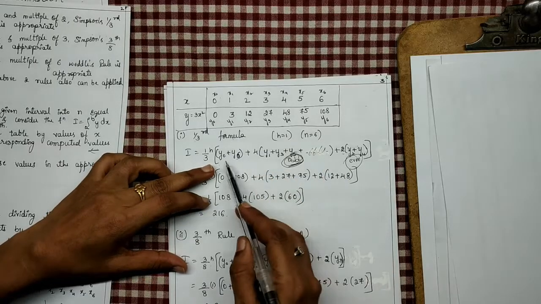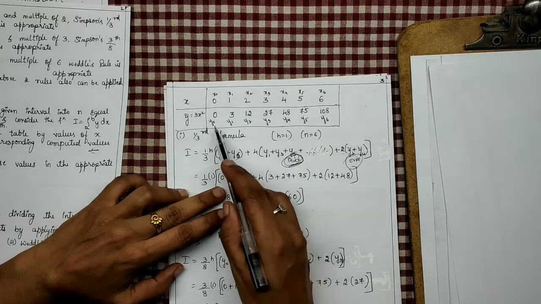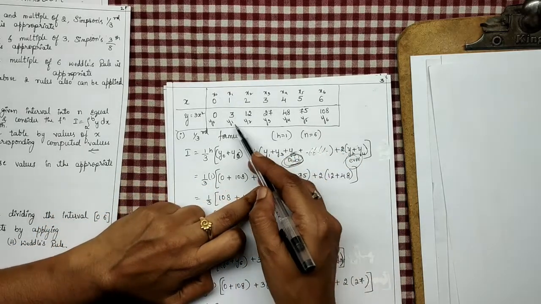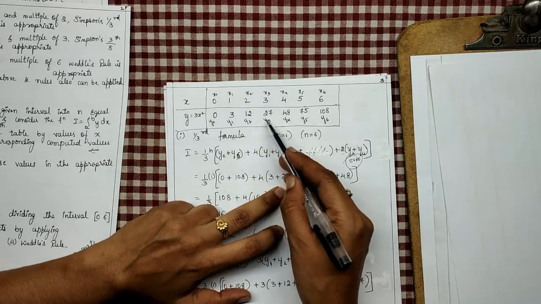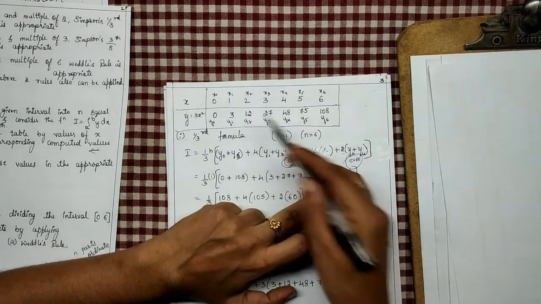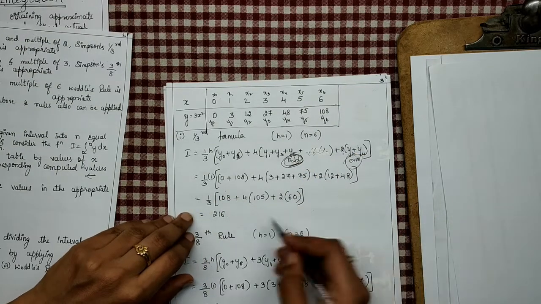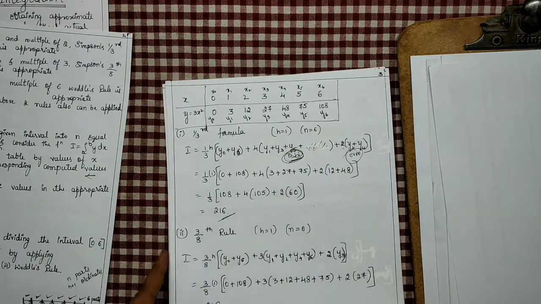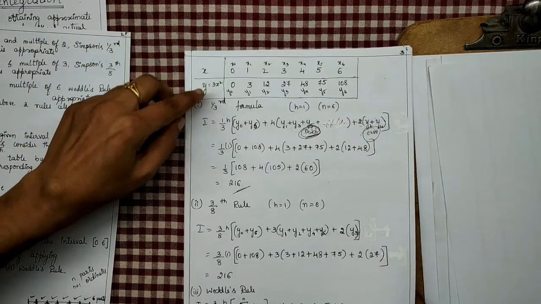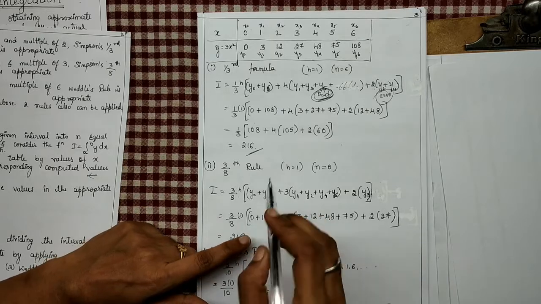Let us substitute these terms in place of these y values. Okay, 1 by 3 into h is 1, y0 is 0, plus y6 is 108, plus 4 into y1. y1 is 3, plus y3. y3 is 27, plus y5 is 75, plus 2 into y2. y2 is 12, plus y4. y4 is 48. Now simplify this by using a calculator. You will get 216. Okay. Whatever the method, you must get the same answer, right? So in the first method we have got the answer, that is 216. Now let us check whether we are getting 216 in the next method also.